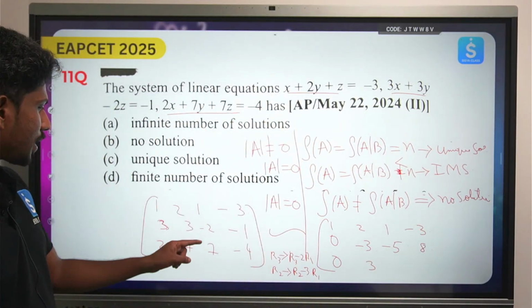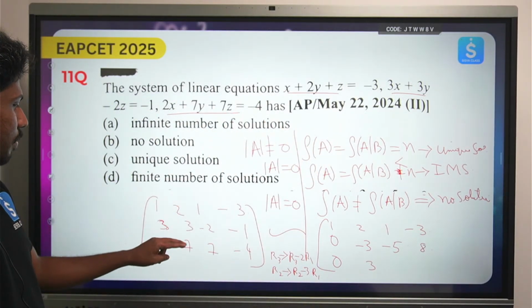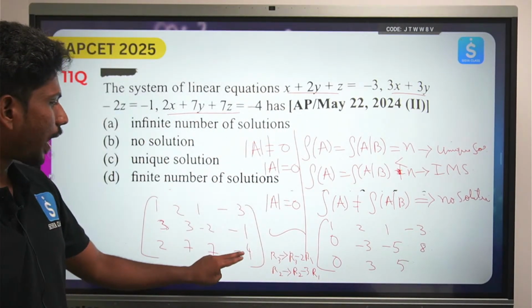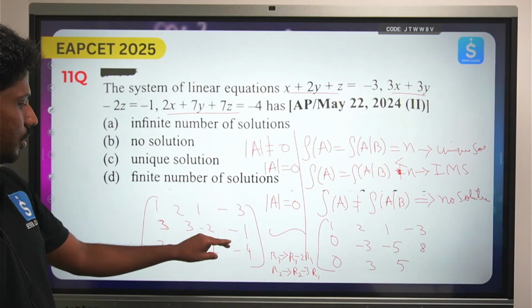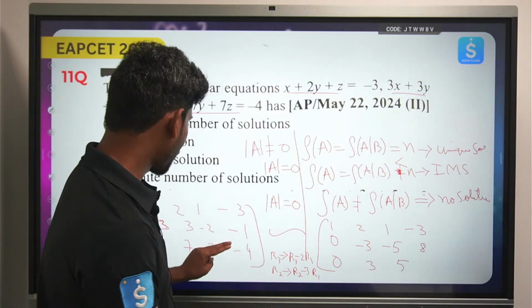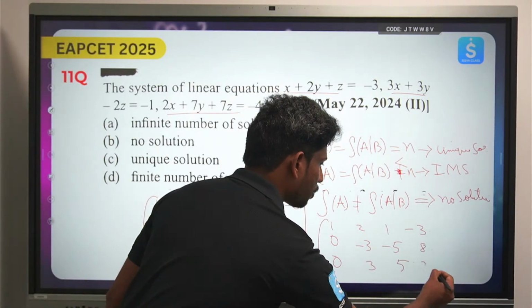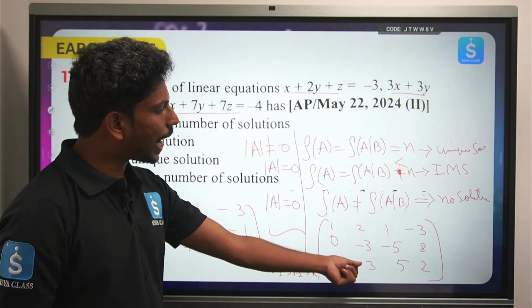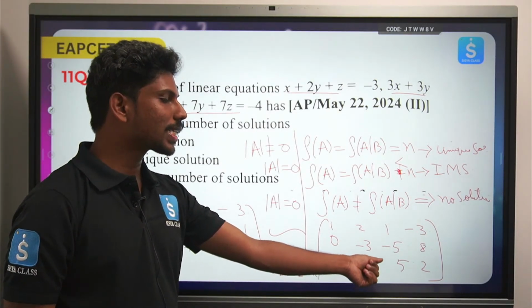Okay, the similar one: 7 minus 2 will become 5, and this will become minus 4 plus 6, that will be equal to 2. Okay, yeah, so now we can directly take R3 gives R3 minus R2.